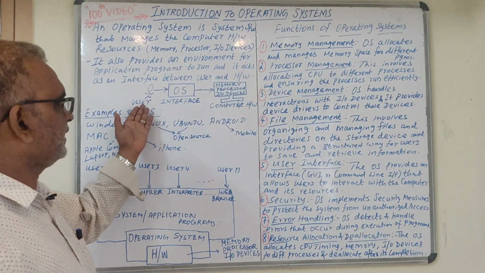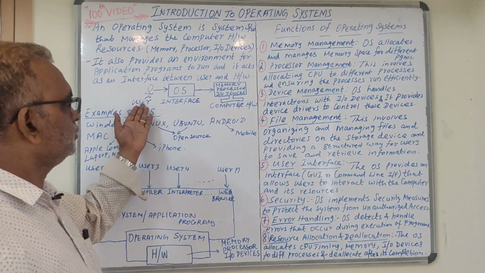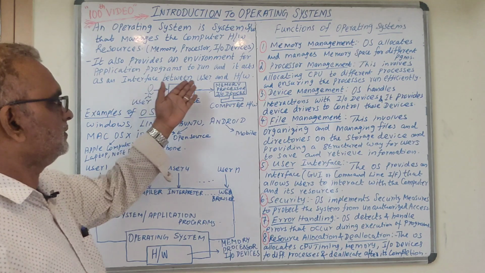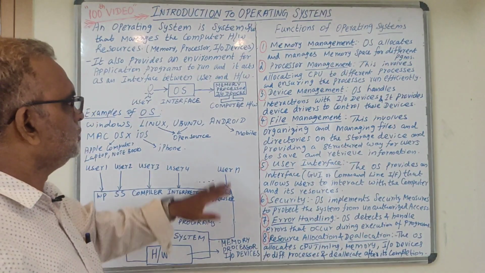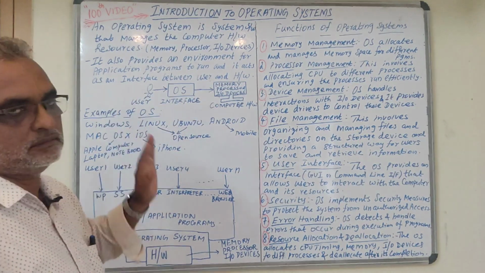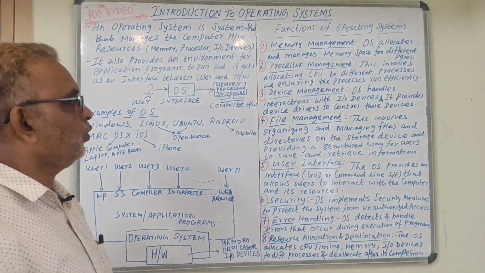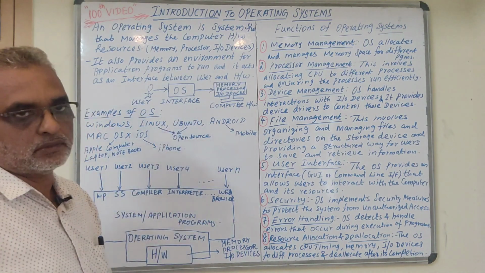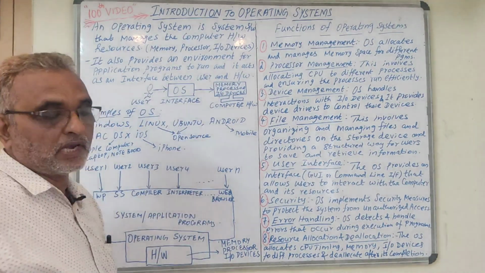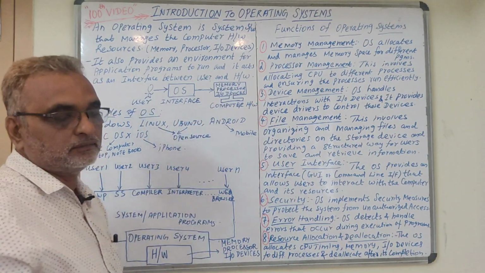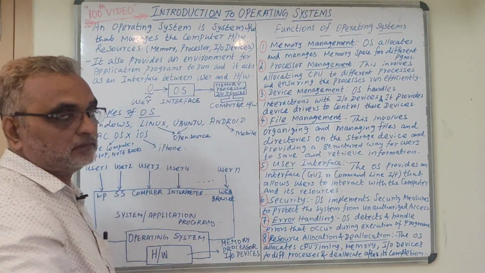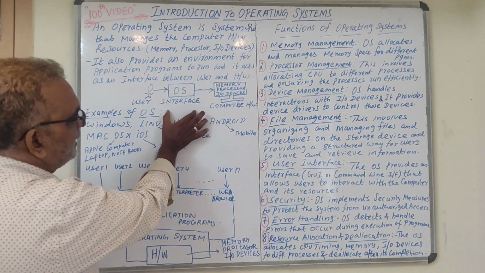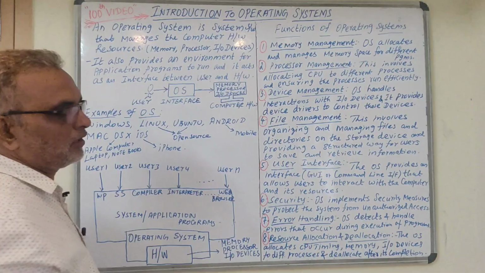For example, take user. User wants to run all his programs, but he cannot do that directly with a computer. So computer needs the operating system. Only with the help of the operating system, the user can give his input, run his program, store his file, retrieve his file, etc. So, operating system is an interface between user and the computer hardware.